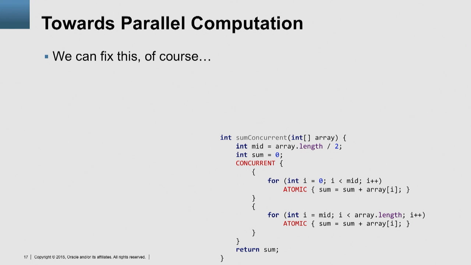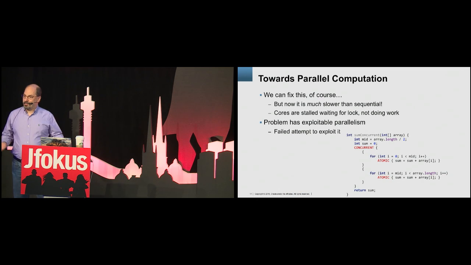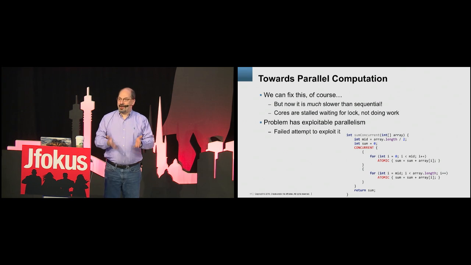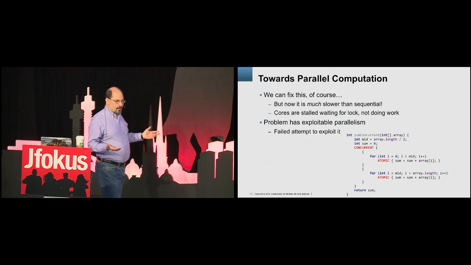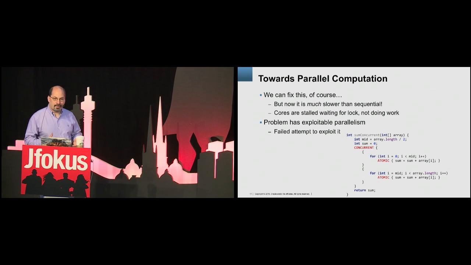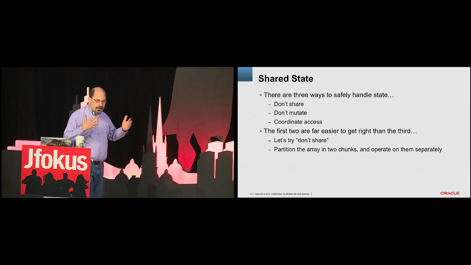And the reason for that is the threads are going to spend all their time sitting and waiting for the lock. And you're not going to be using your cores to actually add numbers up, right? The whole point of using concurrency is to get all the cycles you paid for, right? You've got a computationally intensive problem, and you want to keep the cores computing. But when they're waiting for locks, they're not computing. So here's another example where we had a problem that had a lot of exploitable parallelism, but we failed to exploit it. Okay, so this goes back to a basic lesson about shared state.